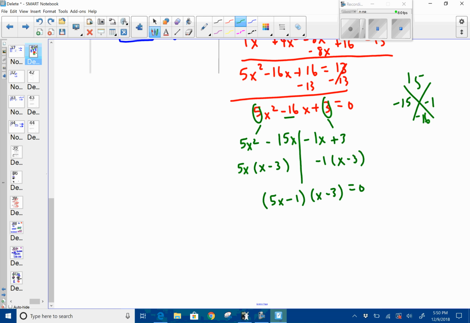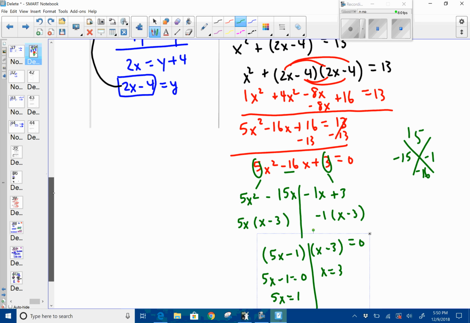And both of them I'm going to set equal to 0. So I have x equals 3. You just literally flip the sign. And I get 5x minus 1 equals 0. Add 1 to both sides. I get 5x is equal to 1. Divide both sides by 5. And I get x is equal to 1/5. So I have two answers for my x. I have 3 and 1/5.